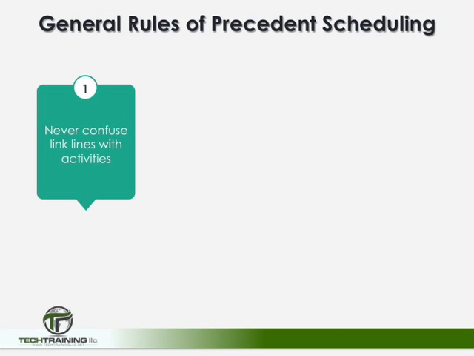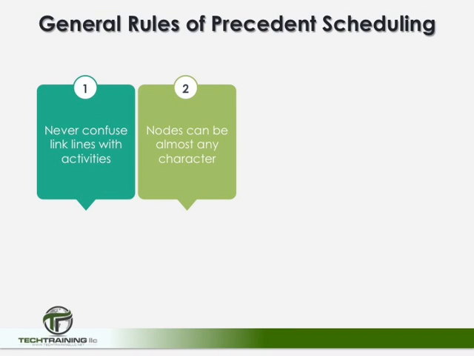So now, before we get started, just a quick reminder of some of the general rules of scheduling. First, never confuse link lines with activities. Link lines can have time associated with them, but they are not activities. Nodes can be almost any type of character. They can be circles, squares, rectangles, etc. We will be using rectangles here, but don't think that you'll always see rectangles in the field.